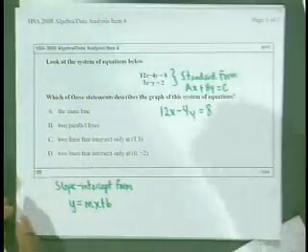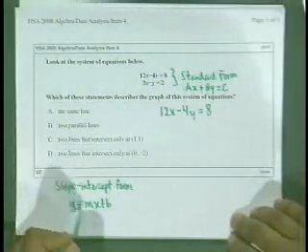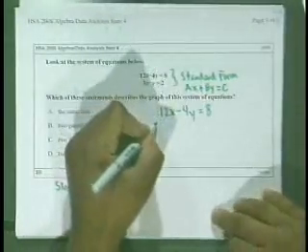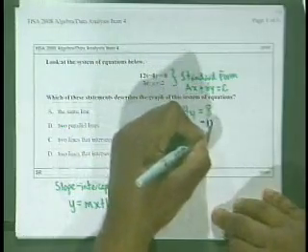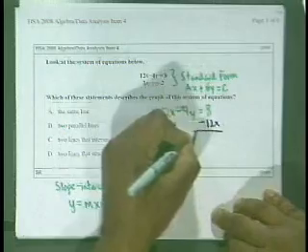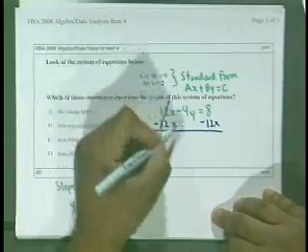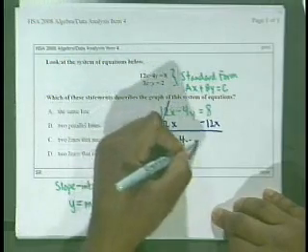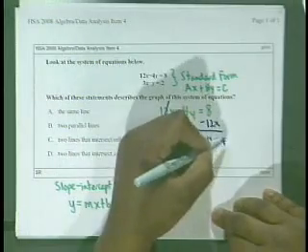So if we're converting from standard form to slope-intercept form, our goal is going to be to get our y by itself. So how would we do that? First, we're going to subtract 12x from both sides. So let's do that. Now we have 12x minus 12x, and here that cancels. So we have minus 4y equals negative 12x plus 8.